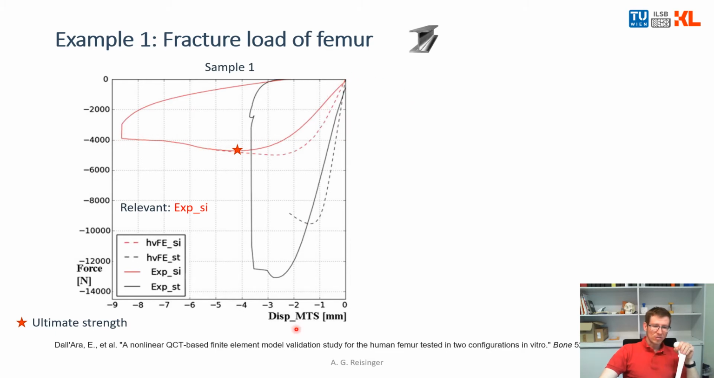On the x-axis you have the displacement of the machine in millimeters, and on the y-axis you have the force measured in the load cell. The test is starting here. The load is introduced. We go into the negative regime of values because we have a compression test. This is a convention. Usually we say that compression is negative and tension is positive, but this is just a convention, a selection.